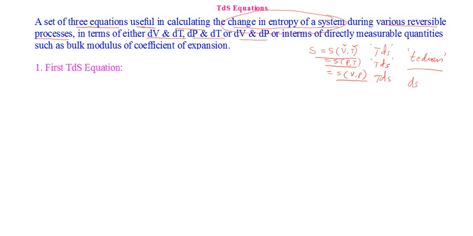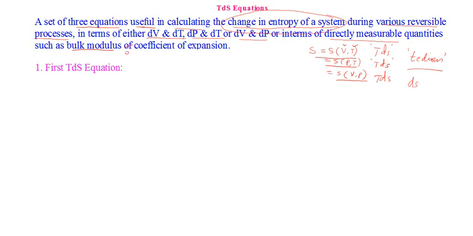Actually, there are three. Or you can express the change in entropy of the system in terms of directly measurable quantities. One is the bulk modulus of the substance, which can be directly measured experimentally, like you are measuring the Young's modulus of a solid substance in your labs using the bending experiments. Similarly, there are methods by which you can calculate the bulk modulus of the material.